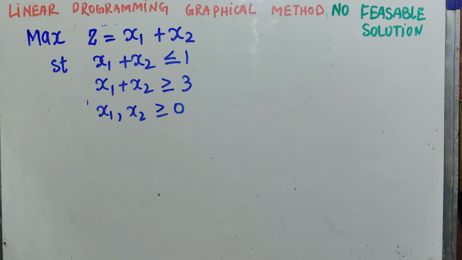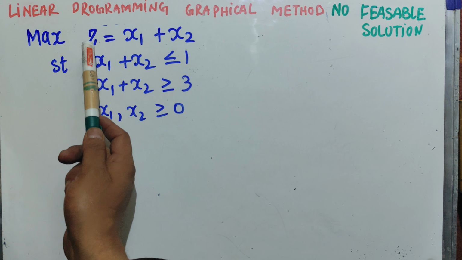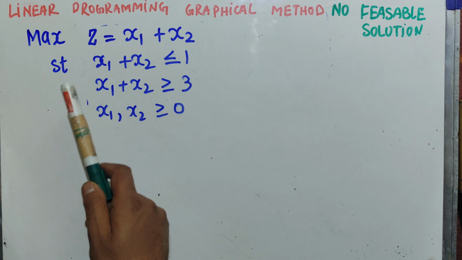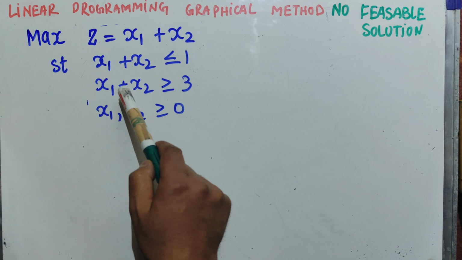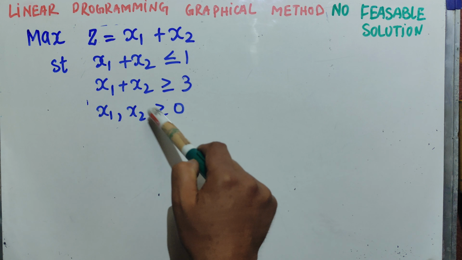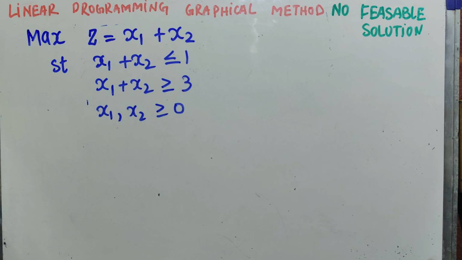In this video, we will solve a linear programming problem using graphical method and take the case of no feasible solution. Okay. So we want to maximize our objective function, that is z is equal to x1 plus x2 subject to the constraints, that is x1 plus x2 are less or equal to 1, x1 plus x2 are greater or equal to 3, and we have this non-negative restriction, that is x1 and x2 are greater or equal to 0.